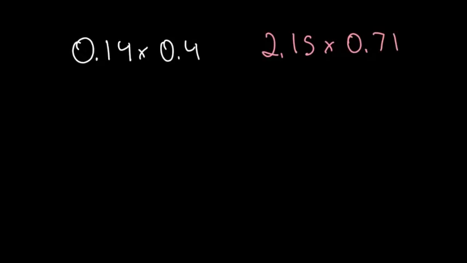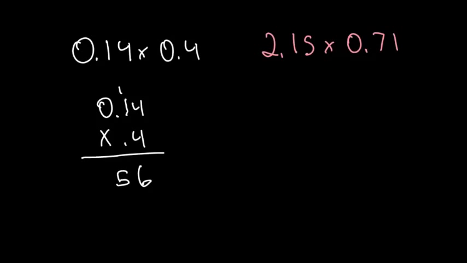Alright, so let's do a couple more. So again, I've got 1400ths times 4/10. Again, you don't have to line up those decimals, just set it up. Pretend the decimals aren't there for a minute. 4 times 4 is 16, carry my 1. 4 times 1 is 4, plus 1 is 5. So I've got 56 for my multiplication.